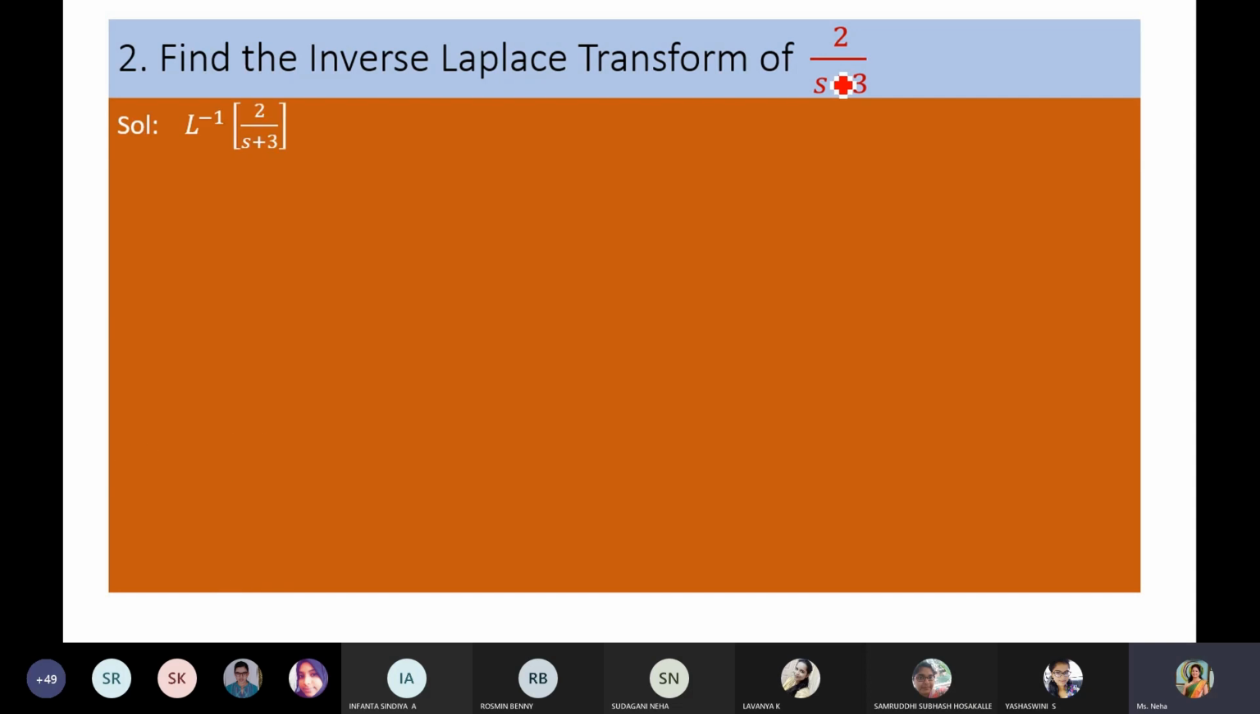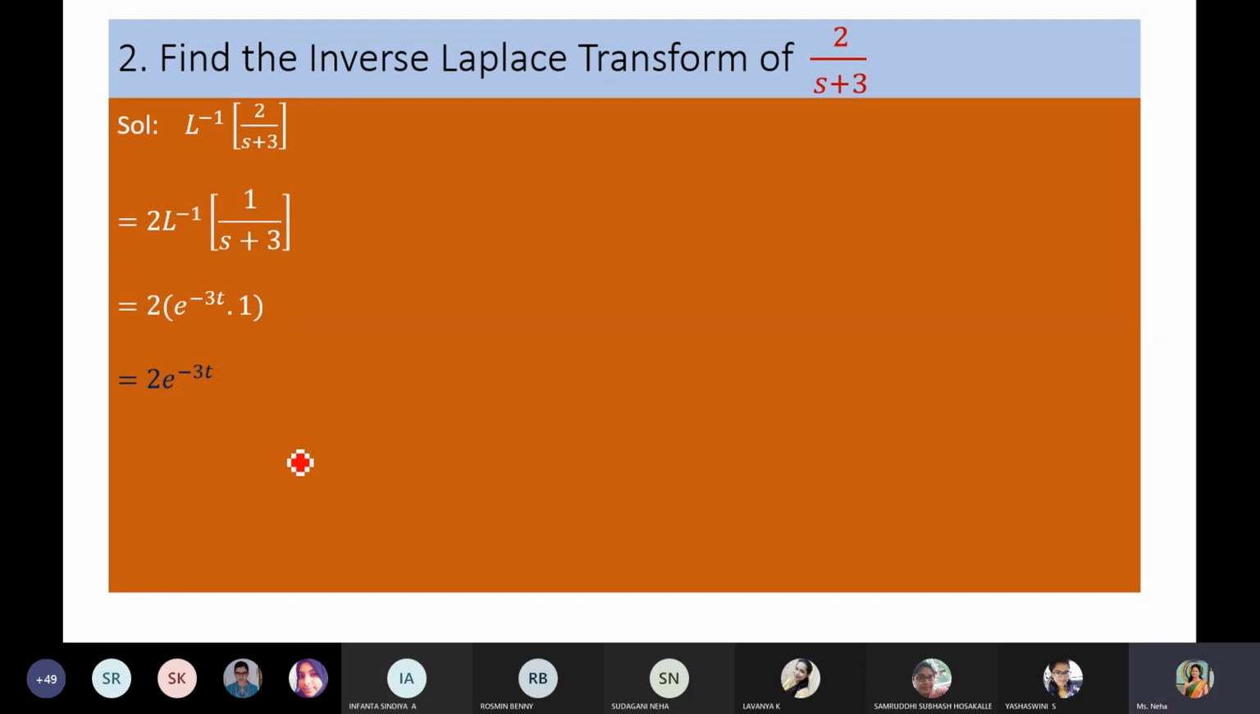Let's see, we have to find the Laplace inverse of 2 by s plus 3. So we'll take 2 common, 2 is outside, so 1 by s plus 3. We will get s plus some number only if we have an exponential function along with t. So which exponential function should be written here? e to the power minus 3t. Very good. So 2 into e to the power minus 3t, since 1 by s is the linear transformation of 1. So your final answer will be 2 e to the power minus 3t.